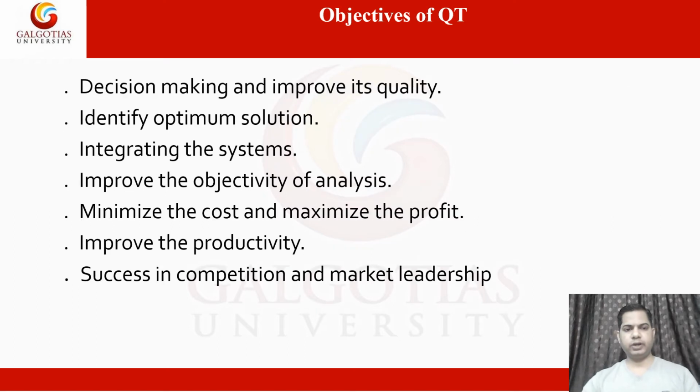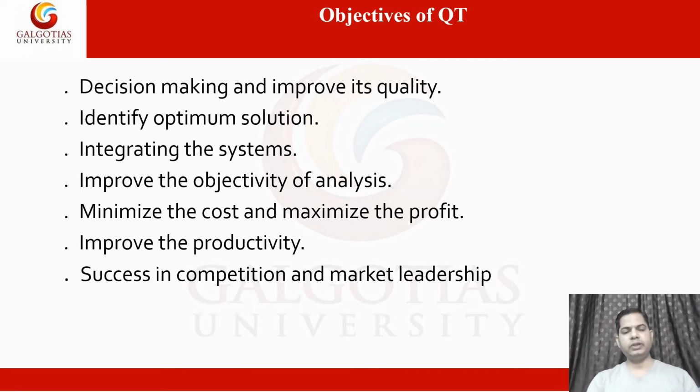Now the objectives of the quantitative technique. The main objective of the quantitative technique is optimization of the resources. What does optimization mean? The word optimization is divided into two main parts: one is maximization and the other is minimization. Whenever we talk about profit, revenue, or sales, that means we have to maximize it. When we are talking about losses, cost, distance, or time, that means we have to minimize it.